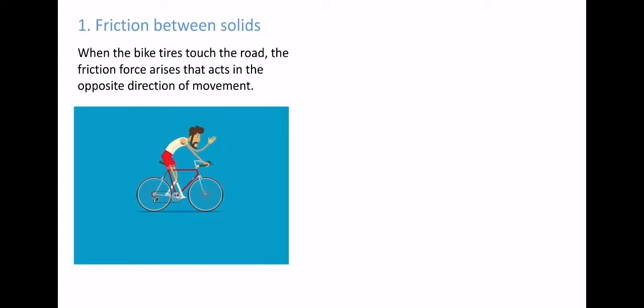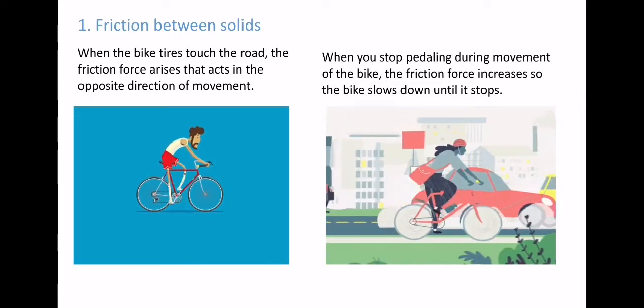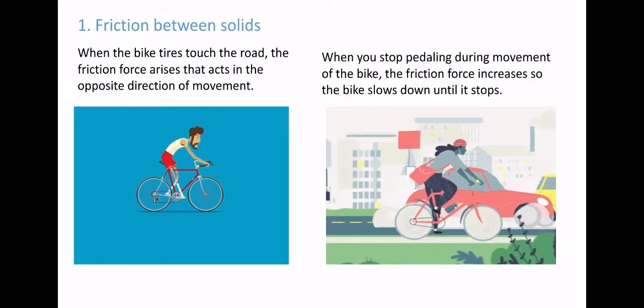When you ride a bicycle, there is a friction force between the tire of the bicycle and the road. This friction force acts in the opposite direction of movement. Again, when you ride a bicycle, there is a friction force between the bike tires and the road, and we said this force acts in the opposite direction of movement. Okay, when you stop pedaling during movement of the bike, what happens? The friction force increases, so the bike slows down until it stops.